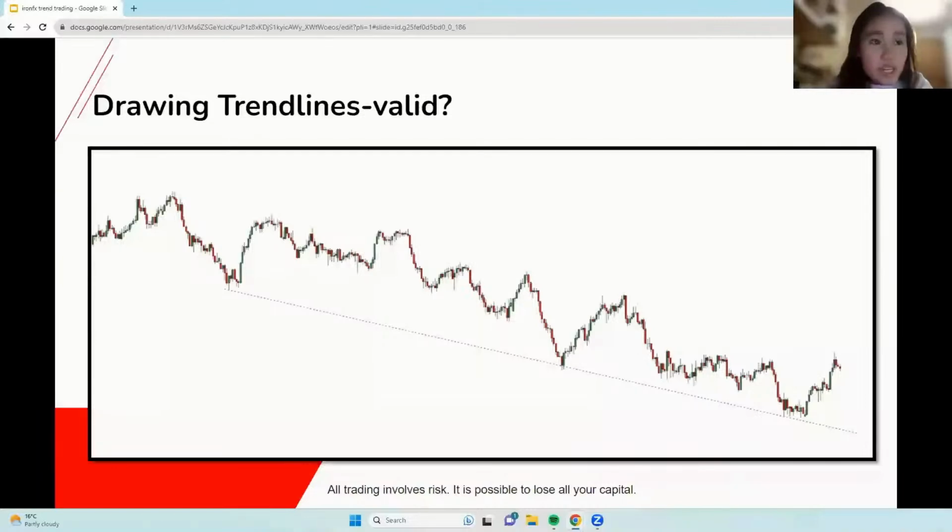Okay, so this trend line is not valid because remember for descending trend lines, we want to make sure that we draw the line on top of the charts.